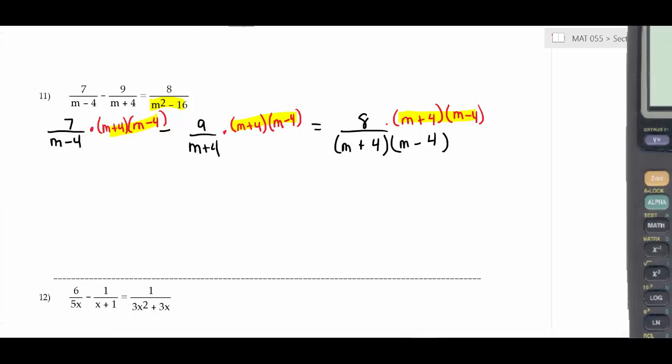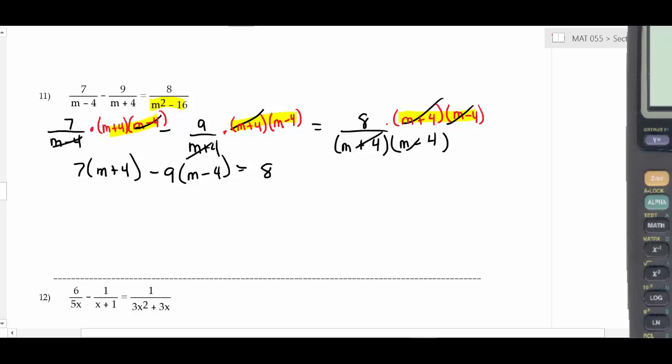Now we just start going through and canceling. On this one, it's the m minus 4s that cancel out. So what are you left with? You're left with 7 times m plus 4. We got rid of the fraction. The next one, the m plus 4s cross out. Write down what you're left with: minus 9 times m minus 4. Then you go to the next one. Both things cross out, so you're left with an 8. Now you're ready to solve your equation.